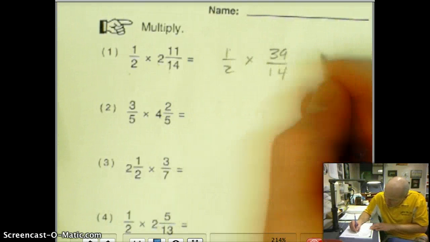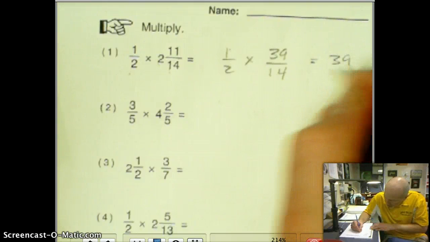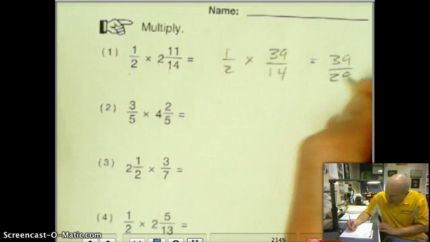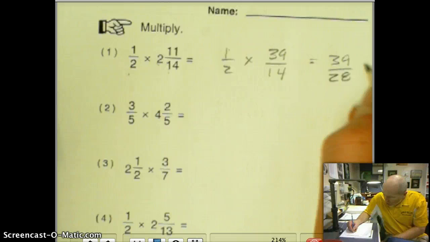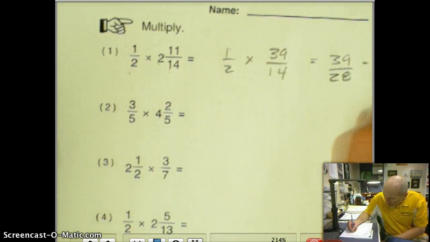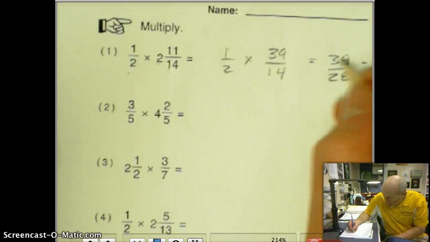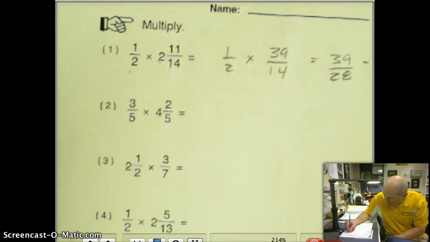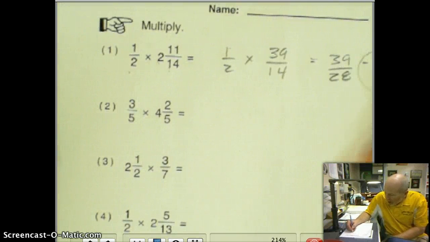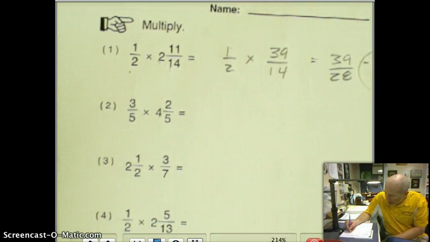So 1 times 39 is 39. 2 times 14 is 28. Now I can reduce. If I take a whole one out of here, it's like subtracting 28 28ths. That would be a whole. 39 minus 28 is 11. Back to 28. 11/28. Of course, this here is a whole one, so my final answer is 1 and 11/28. You saw me hesitate there?